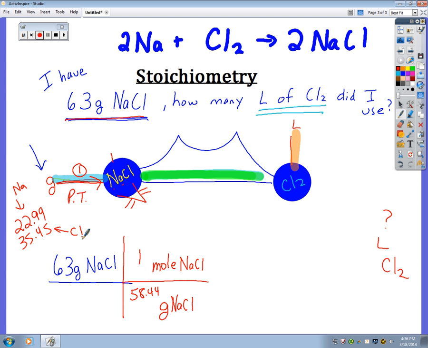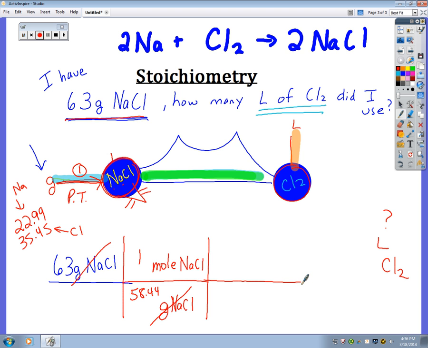Now I'm not done, but where am I? I'm physically on this mole hole for sodium chloride, and if I stopped and did my math, I would get rid of grams of sodium chloride and have moles of sodium chloride. Is that what I want? Nope. I need to keep going. So now I'm at the point where I can change moles of sodium chloride into moles of chlorine. I'm going to use my bridge, my balanced equation bridge.